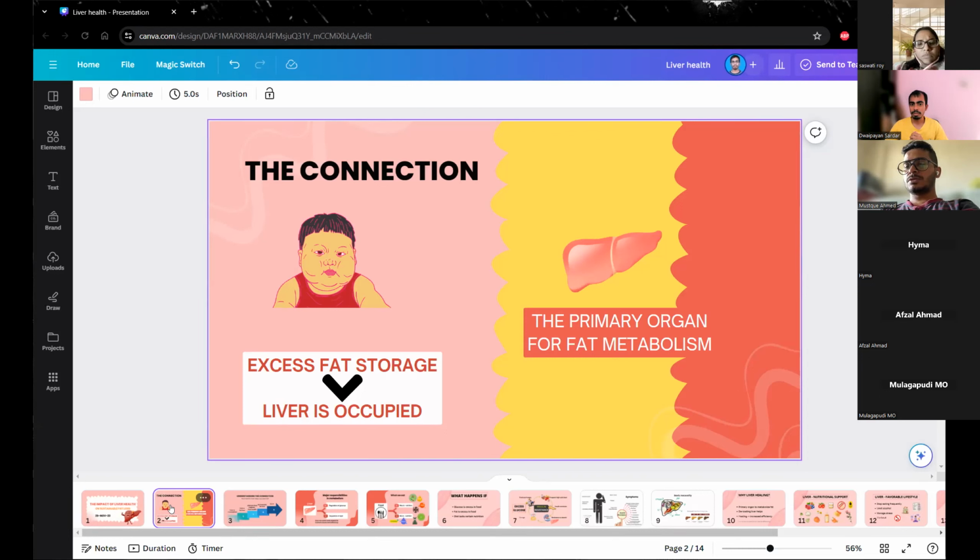If you have excess fat in your body, then the liver will not be available to break down the fat, right? So that's the most important connection, because the liver is the main organ when it comes to metabolizing any type of food, let's say primarily fat, whether it is dietary or whether it is your body fat, right?